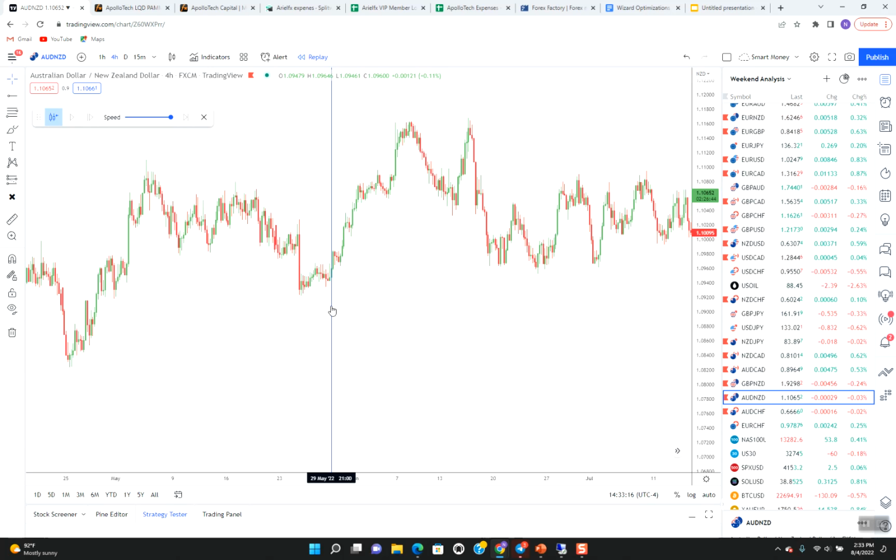At Aerial Effects, we're not about that. We want to show as much transparency as possible. Of course, we lose trades. Everyone loses trades. In this case, we didn't lose a trade in here.